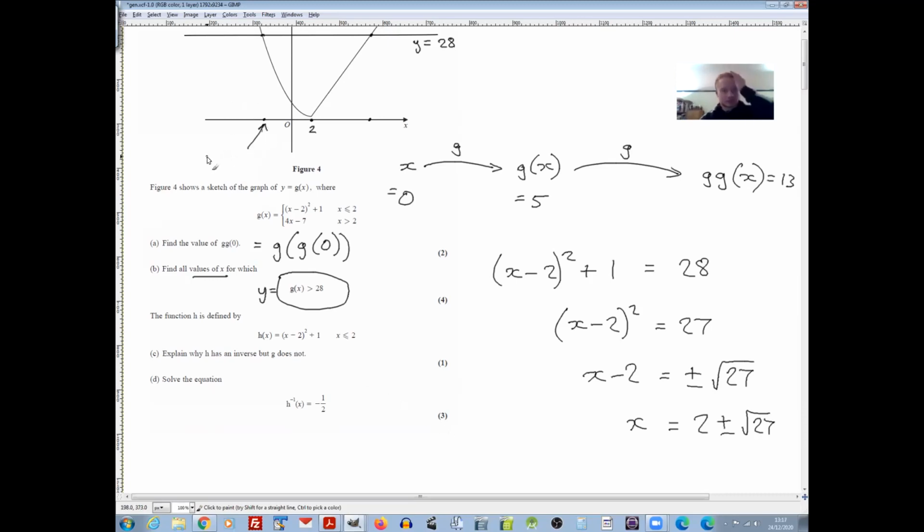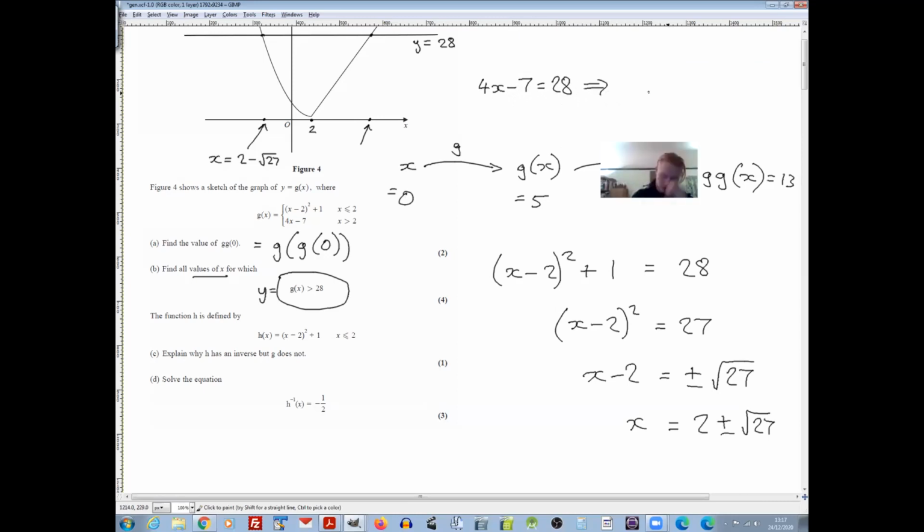This x value here is 2 minus root 27. Good. And then this x value? That x value will be found by setting 4x minus 7 to 28. 4x equals 35. X equals 35 over 4. Absolutely.